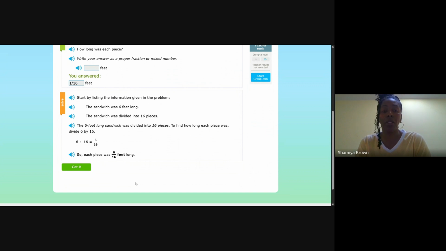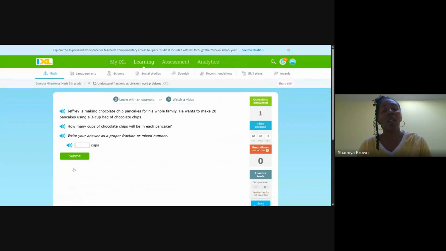So I didn't use the 6 feet part in my answer. I was just thinking about there being one sandwich. But I need to see how long it is. So it's 6/16. Because the 6-foot sandwich was divided into 16 equal pieces. So how long was each piece? 6/16. Okay. Got it.